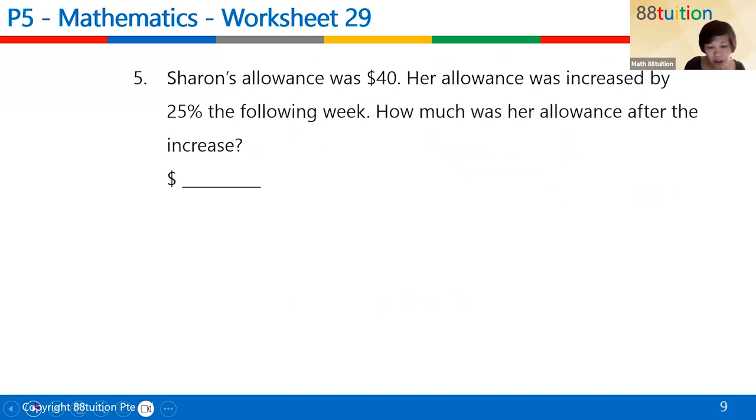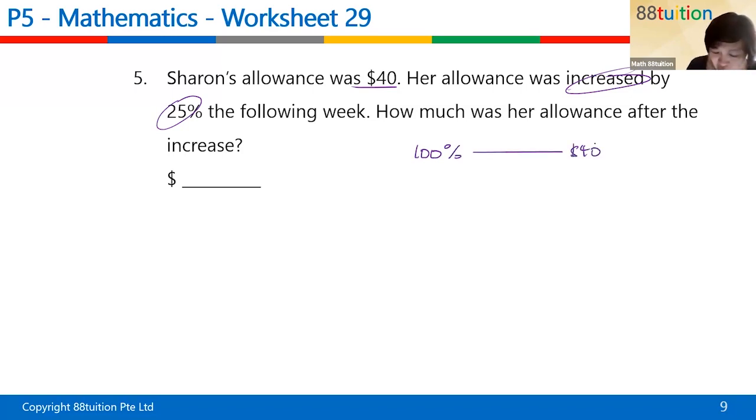Okay. All right. Sharon's allowance was $40 and her allowance will be increased by 25% the following week, that means next week. So he wants to find the amount after that. So that means originally it's 100%, which will give you $40. And you need to find the 125% using the overhead bridge, right?